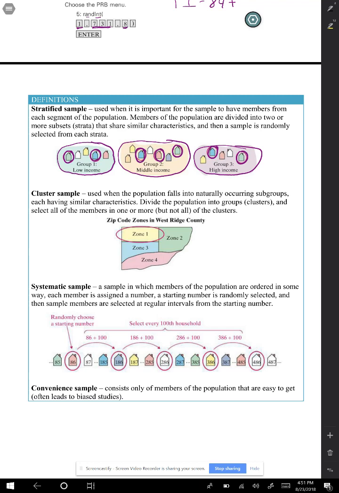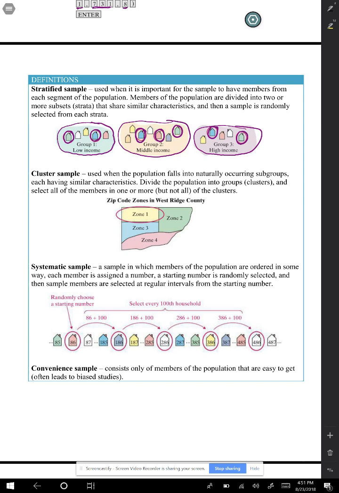A cluster sample happens when the population's already naturally divided. The example they used here was zip codes. So if you had in this county, there are 4 or 5 different zip codes, and everybody that lives in zone 1 has the same zip code, and everybody that lives in zone 2 has the same zip code. And then what you're going to do after you've divided into the clusters, as they're called, is you're going to take all the members of that cluster, and that's going to be part of your sample.